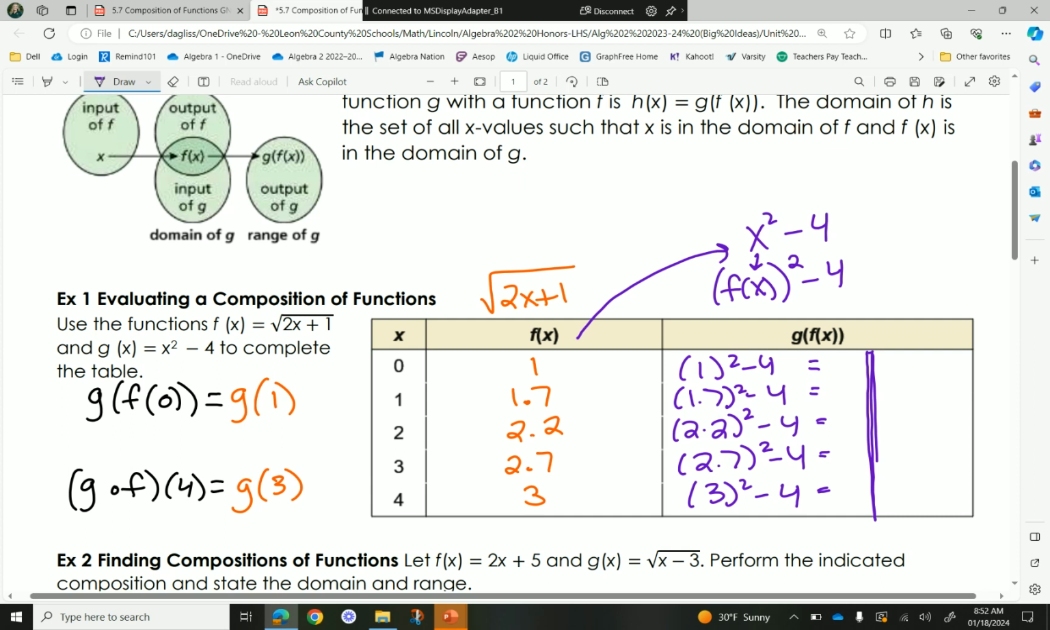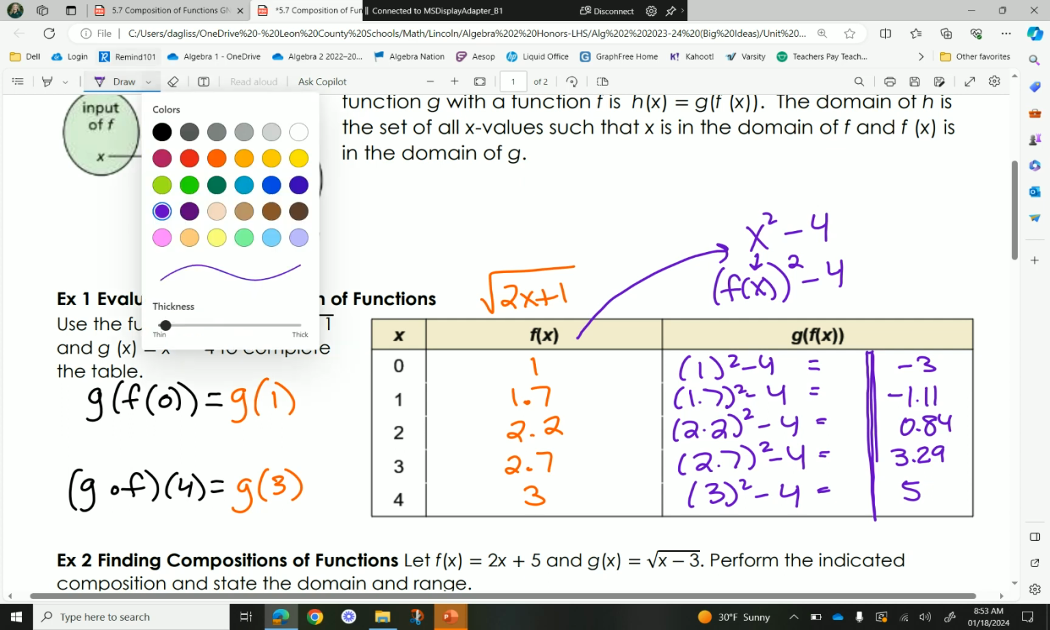We okay? Okay. So here we have negative 3. This gives me about negative 1.11. This gives me about 0.84. 3.29 and 5. I see what you're saying though. Because then my numbers would be better, wouldn't they? Did y'all see what he was saying? Here, I'm going to show you.